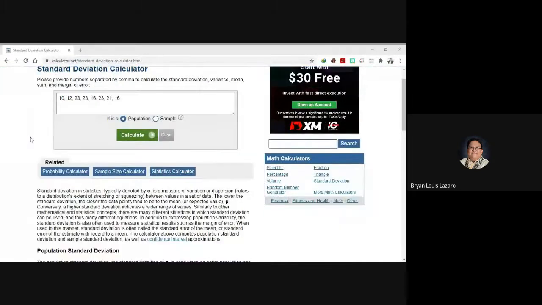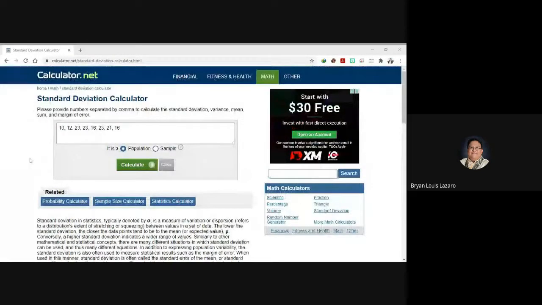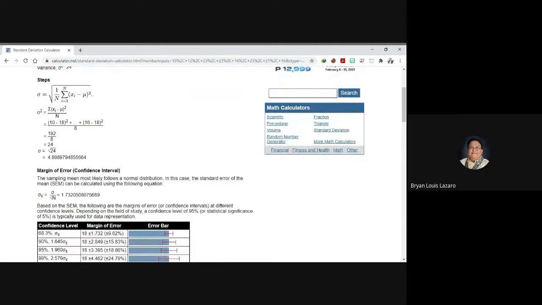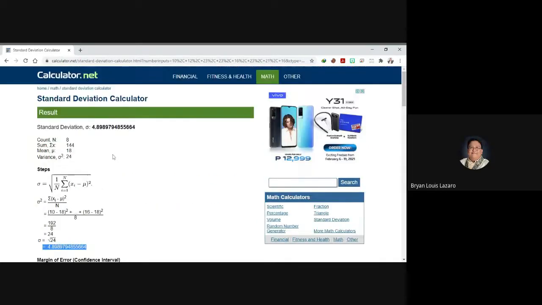Ayan. This is a standard deviation calculator, as you can see on my screen. You just input your data separated by a comma, and when you calculate it, it will already generate your standard deviation. Is that okay? Okay po. So, mas okay siya actually.